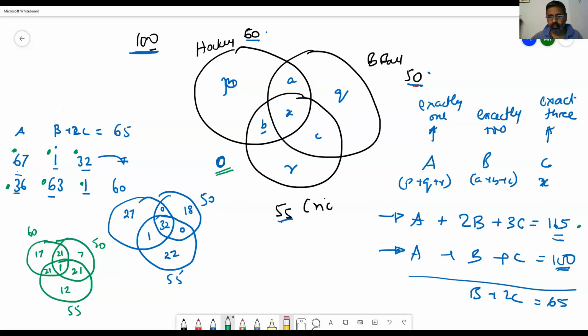What is A? Is it chocolates or the number of people who are getting exactly one? This is the number of students. The number of students adds up to 100. Some students get only 1, some students get 2, some students get 3. That becomes 165 chocolates. Is that okay? Yeah. So this is not the number of chocolates, but the number of students.